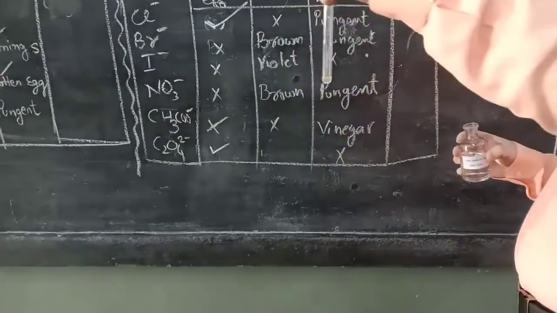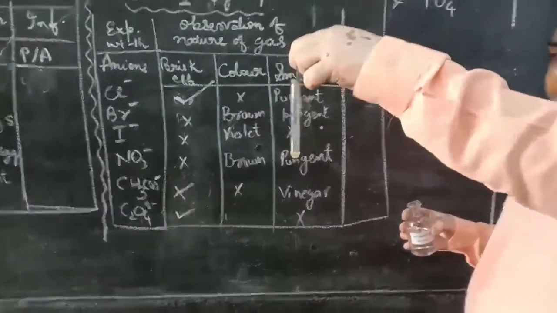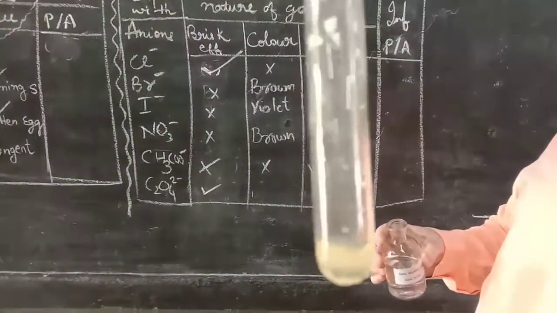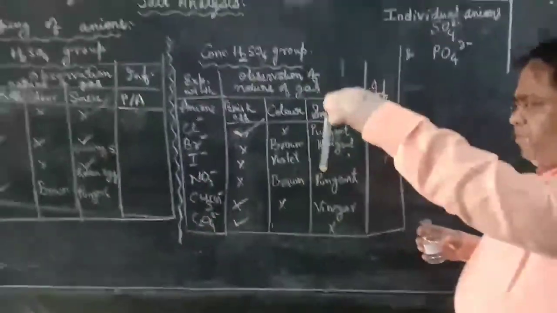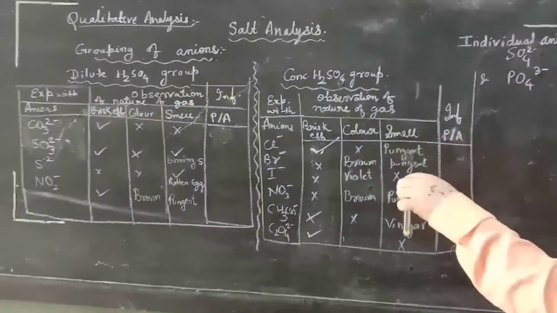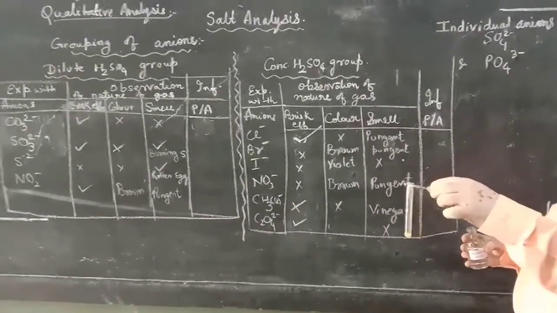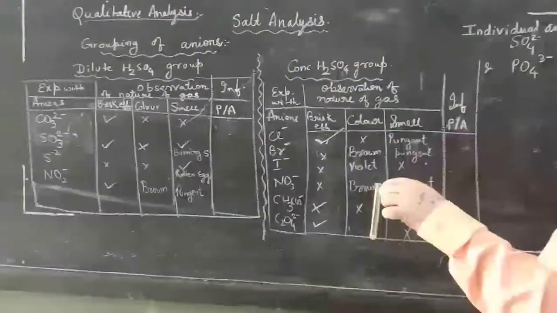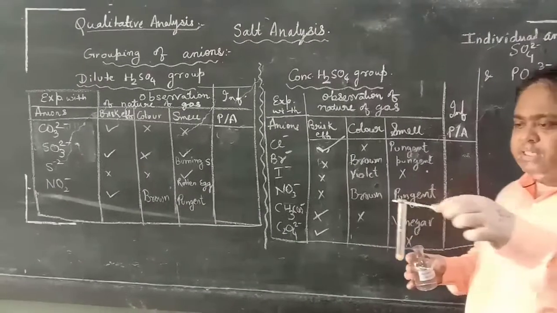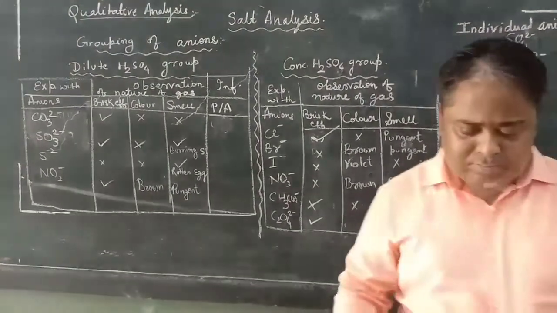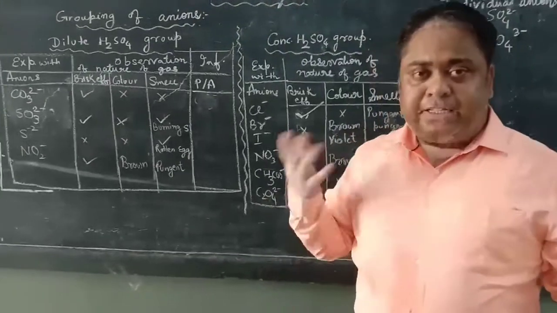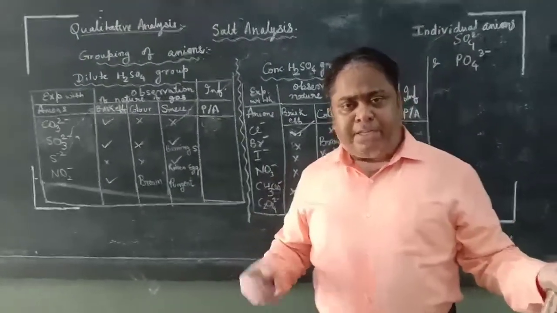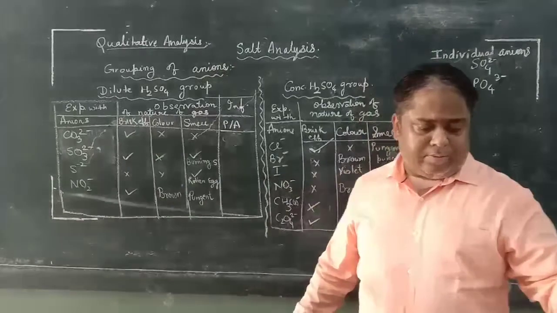Brown fume is coming, yes. See, the bottom of the test tube is becoming brown because of the brown gas coming out. Brisk effervescence is there, but not as prominent as in the case of sulfide, carbonate and chloride. And yes, it is pungent in smell. All halides are pungent in smell. Chlorides are more pungent, bromides are less pungent, and iodides are least pungent.